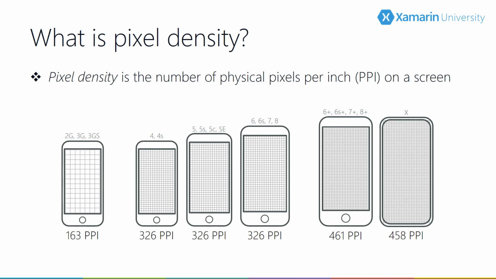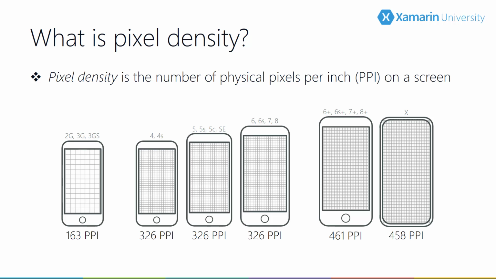Now, obviously, building assets and images for all of these devices would be really difficult and challenging. So luckily for us, you can see that there are natural groupings going on, where the original phones like 2G and 3GS are about 163 PPI. The second group is about 326, and the third group is about 360.